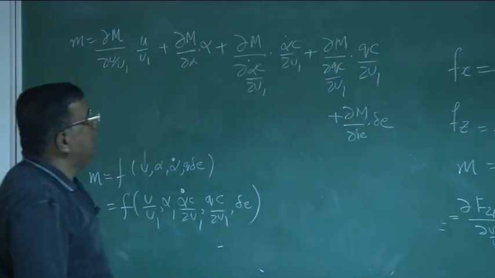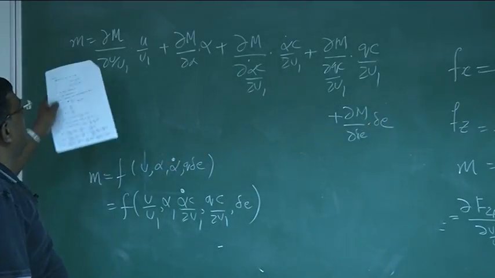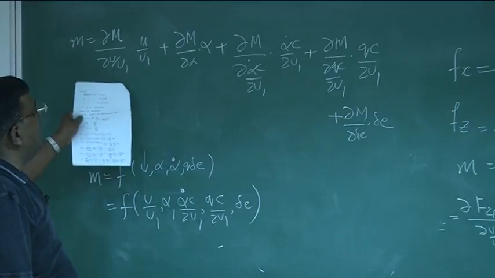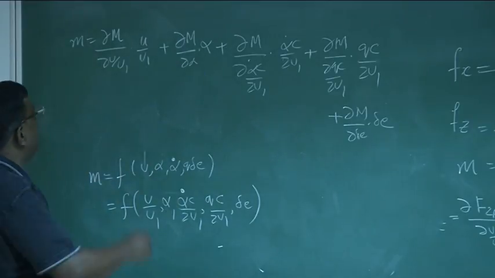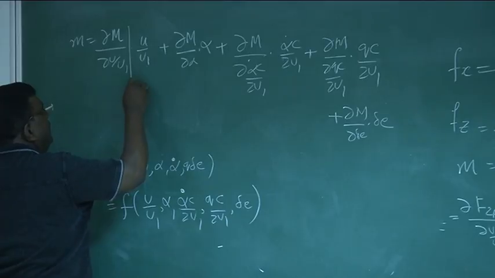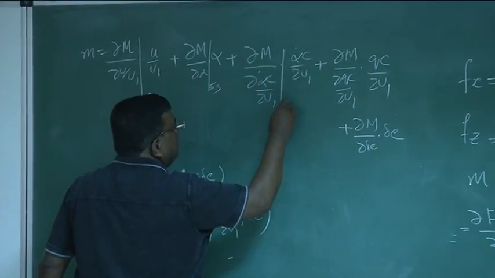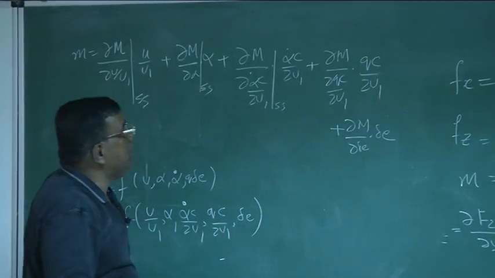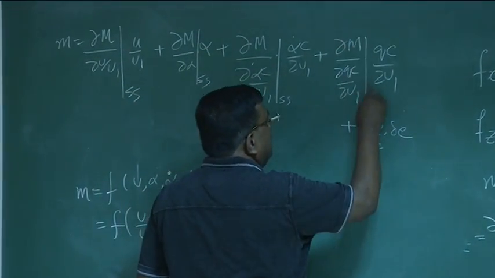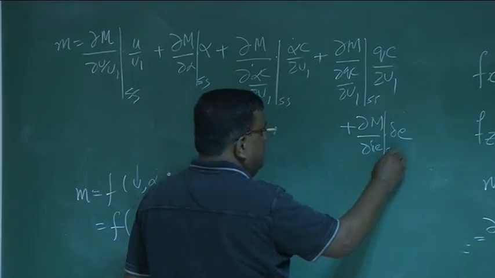And again, if I repeat, what is the meaning of dm by du by u1 and all these partial derivatives? They are the partial derivatives evaluated at steady state. At steady state, that is at equilibrium, about which I am giving the perturbation. Right? There, at steady state.